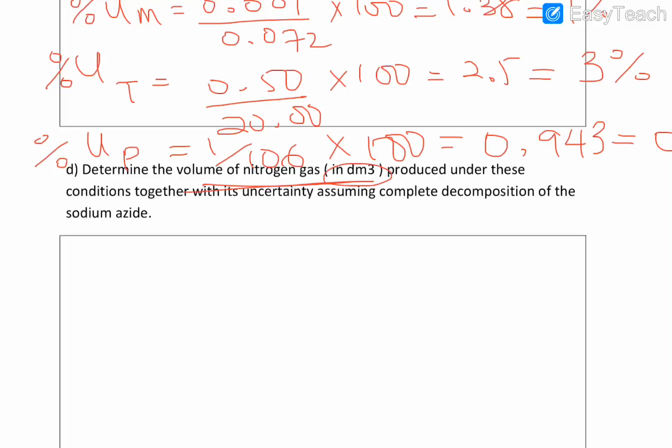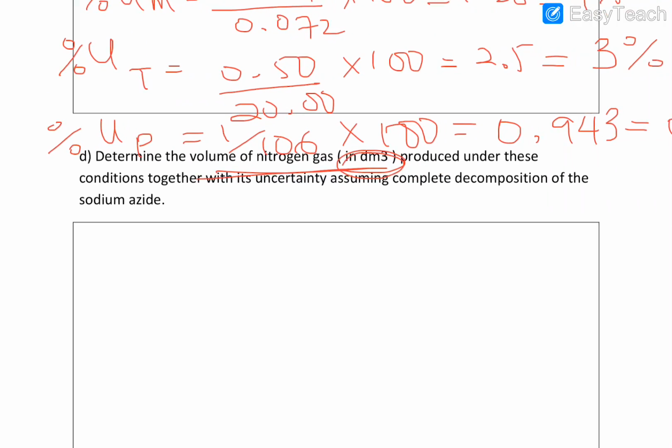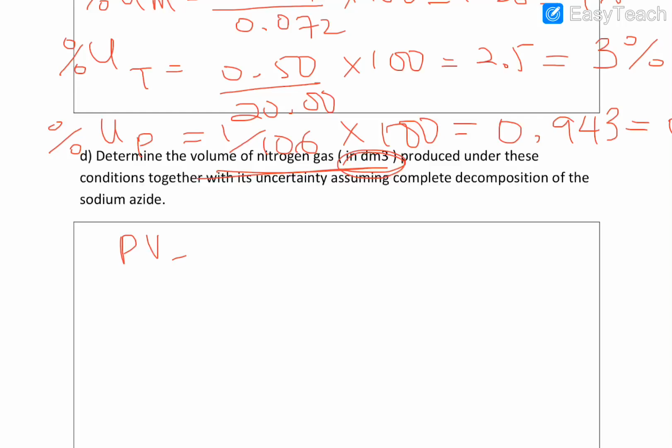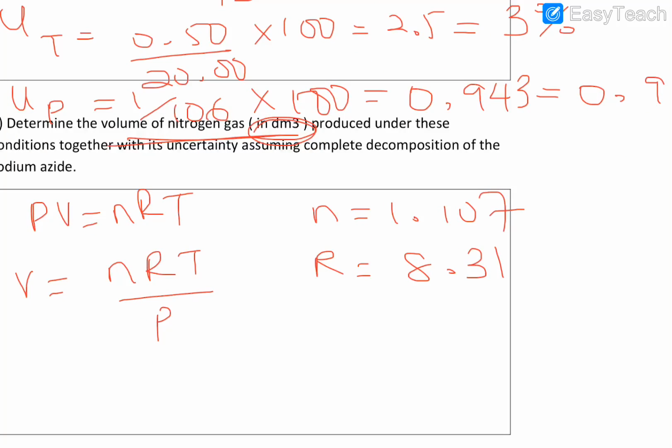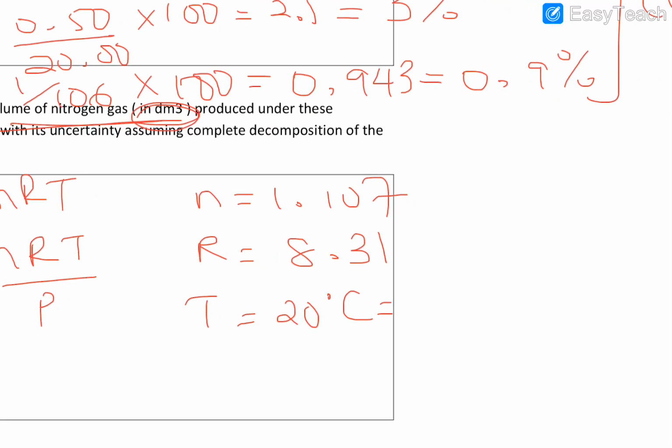Determine volume in dm cube produced under these conditions. So I'm going to use PV is equal to nRT. Now I will need to find volume. So volume is nRT divided by P. Let me state all the values that I have. For number of moles, I'm going to use the calculator value. R is the constant. T, this is given in degrees Celsius, so I'm going to convert that to Kelvin, so add 273, so that gives me 293 Kelvin.